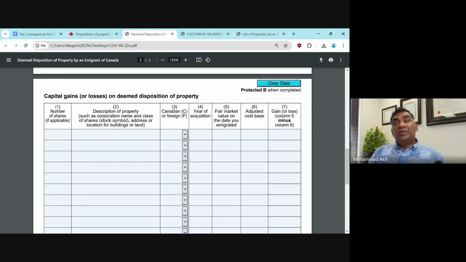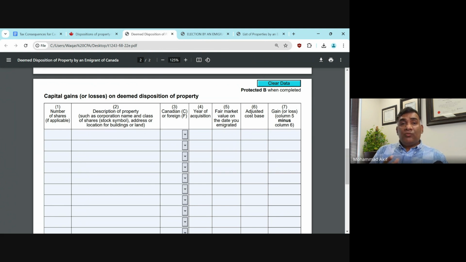The reason this is very important is because when you are moving to the United States, we do have an election on the U.S. side, a treaty election that we can make, where if a deemed disposition has happened on the Canadian side, we take the fair market value of the asset on the day you left Canada as the cost basis on the U.S. side. But in order for that to happen, we've got to make sure that we take that election, we make that a treaty election, and that's the only way we can make sure that the fair market value is transferred to the U.S. side in terms of cost basis.